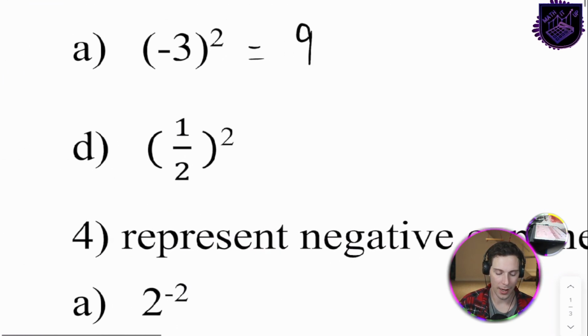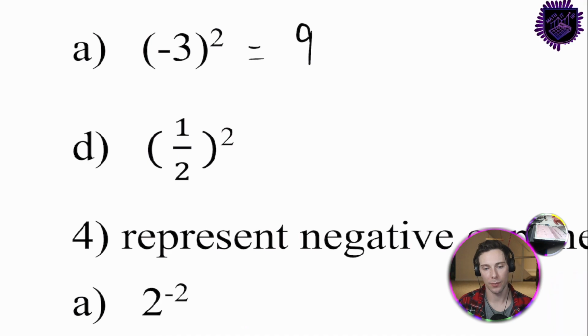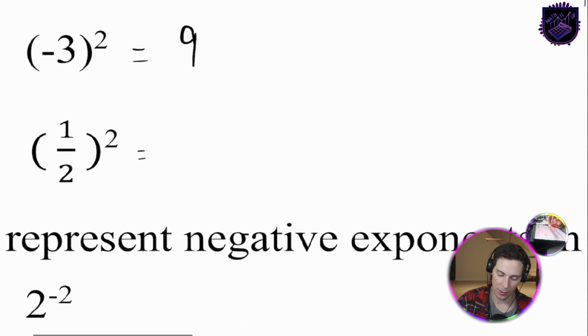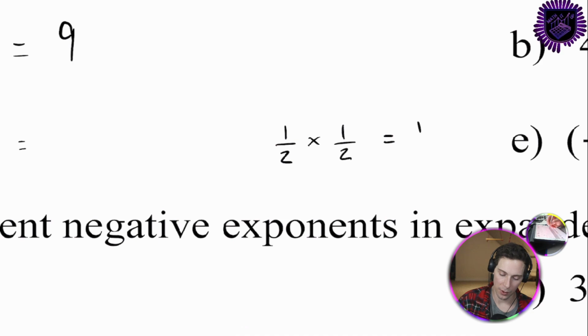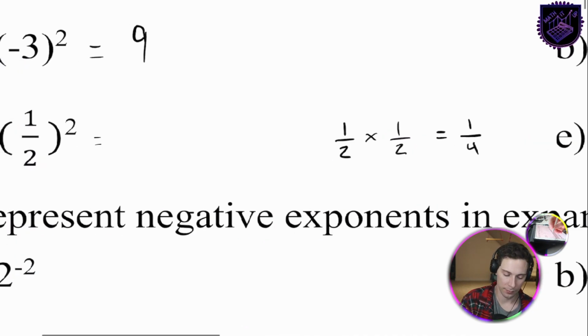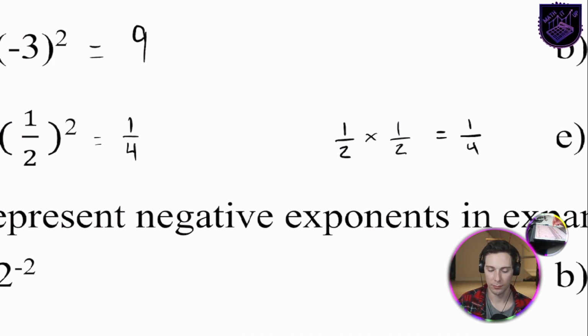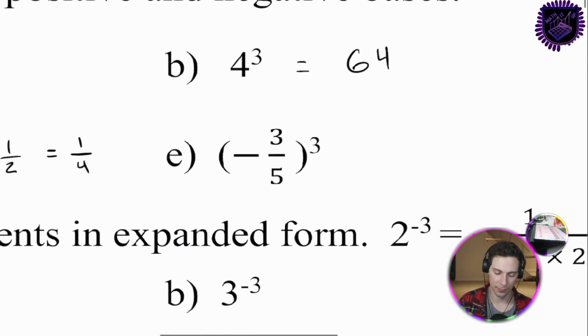You've got 1/2 cubed. So if we write this out in expanded form, it's going to be 1/2 times 1/2 times 1/2. And if you remember your fractional multiplication, this is going to be equal to 1 times 1 is 1, 2 times 2 is 4. Our answer will be 1/4. Simple as that.